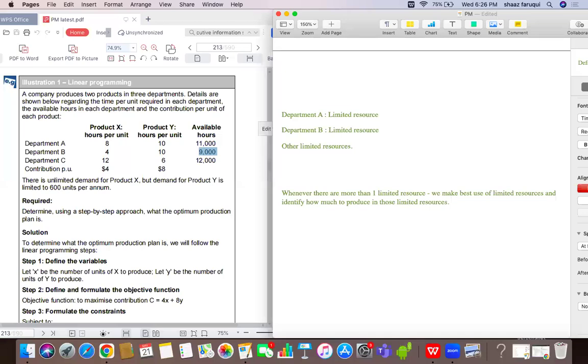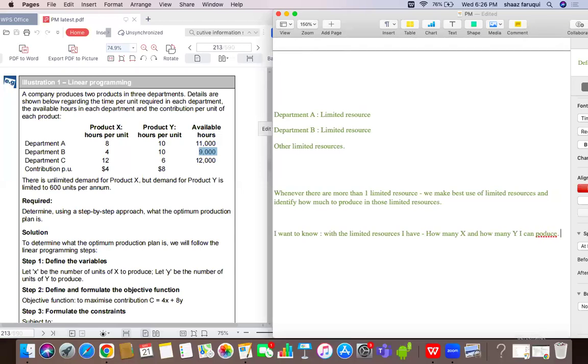And what we do is this. I will put it in very simple terms. See, we have two products, correct? X's and Y's. I want to know, with the limited resources I have, how many X and how many Y I can produce.